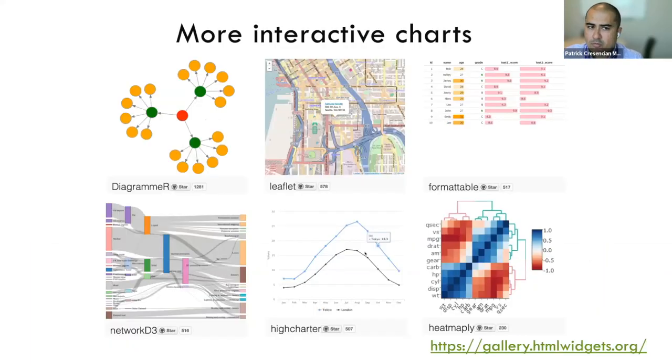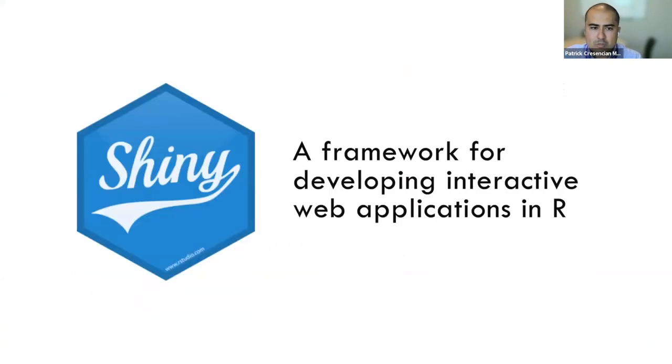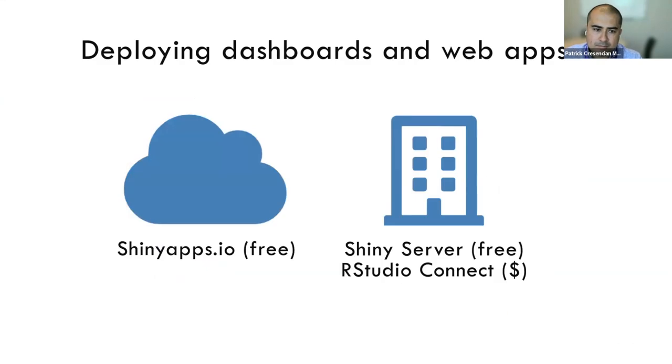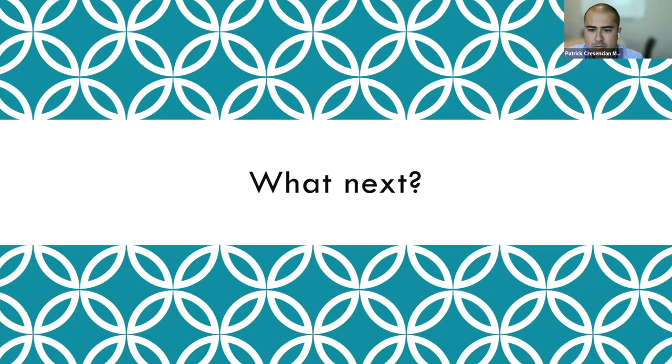So there's a variety of other packages that are really focused on interactivity, and you can see some examples here. And then Shiny is really that ultimate level of interactivity, developing a web application, which has a higher level of complexity, but is ultimately a very versatile tool for making these web apps. And there are different ways that you can deploy, whether these are static HTML dashboards or web apps as well.